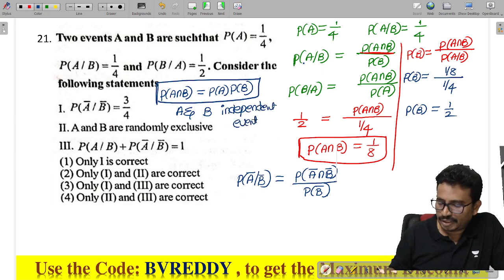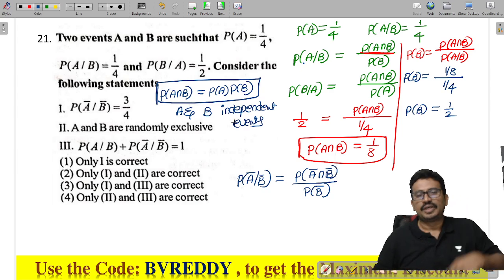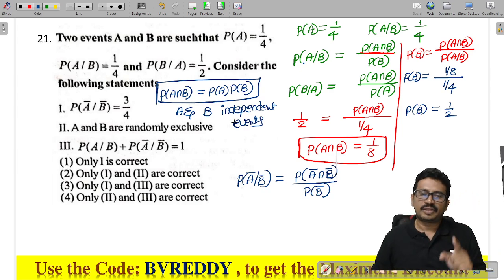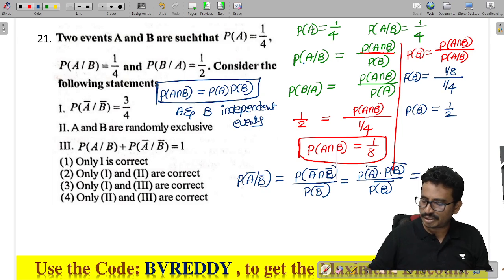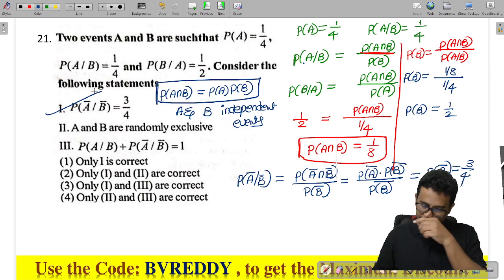If A and B are independent events, then A bar and B bar are also independent events. Then what I will get is P of A bar into P of B bar by P of B bar. B bar will get cancelled, so this is simply P of A bar. How much is P of A bar? P of A is 1 by 4, so this is 3 by 4. So this one is correct.